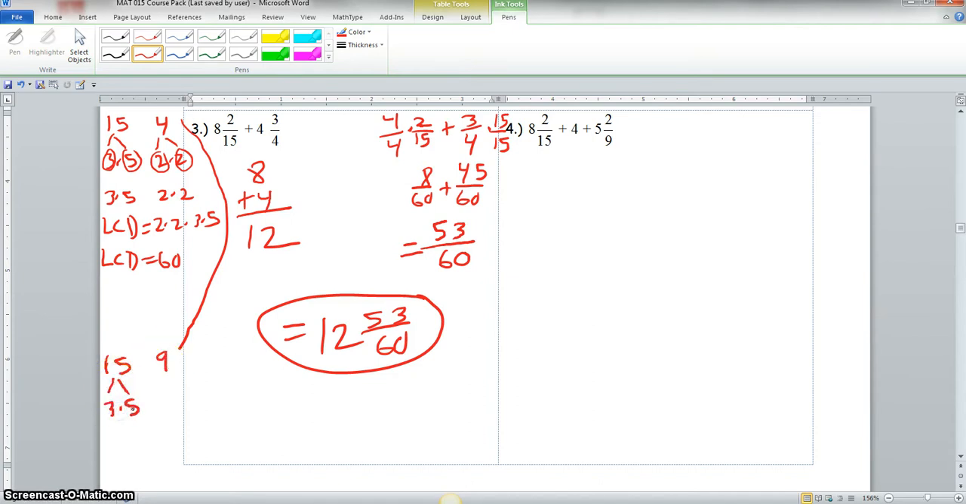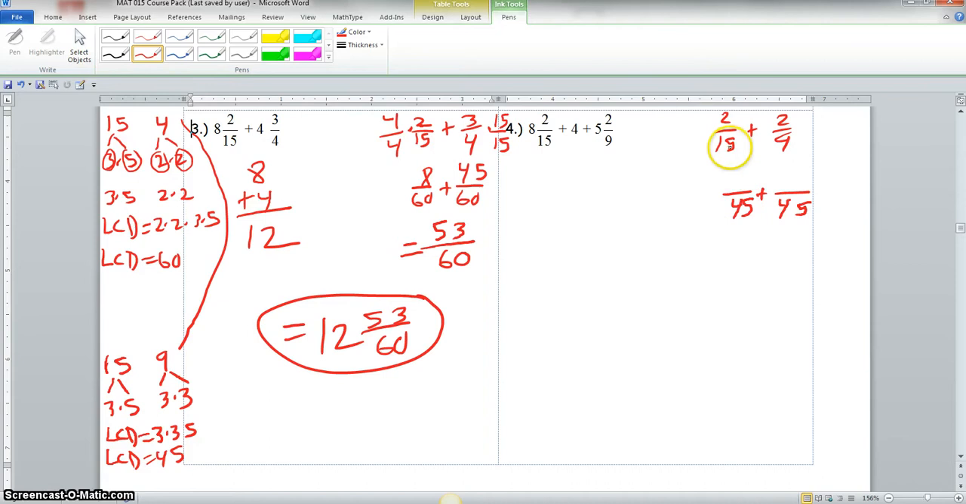15 breaks down to 3 and 5. 9 breaks down to 3 and 3. So our LCD is 3 times 3 times 5. So our LCD is 45. So we take these fractions here, which is 2 15ths plus 2 9ths. Our common denominator is 45.